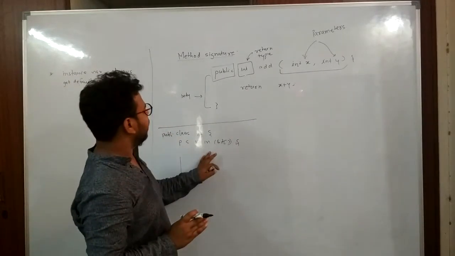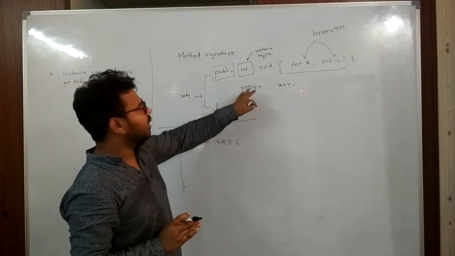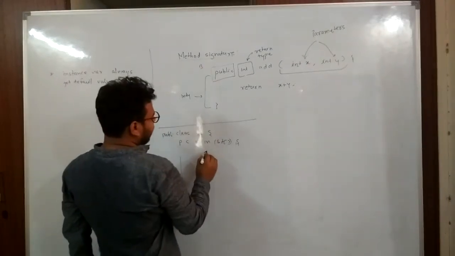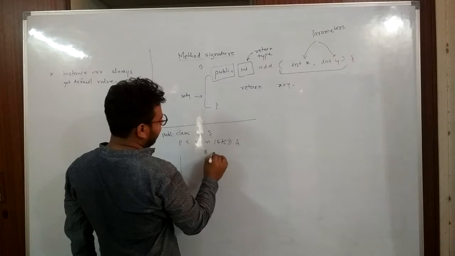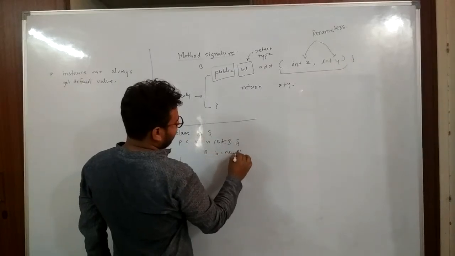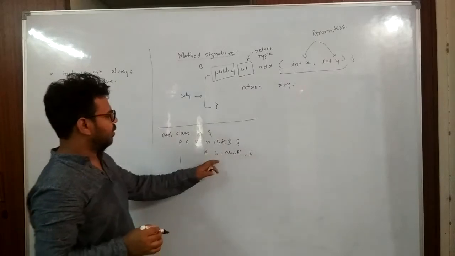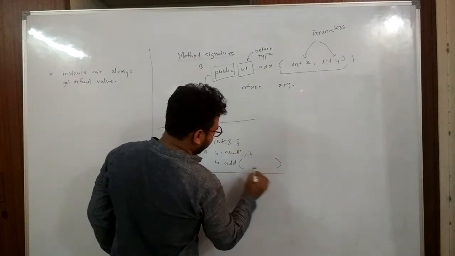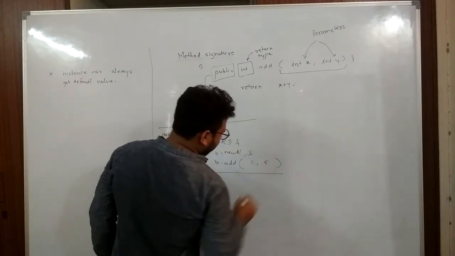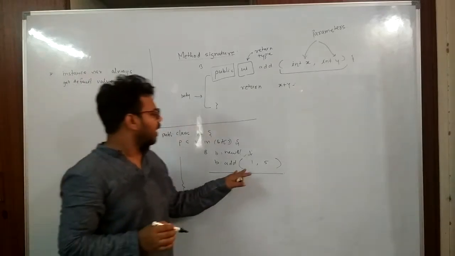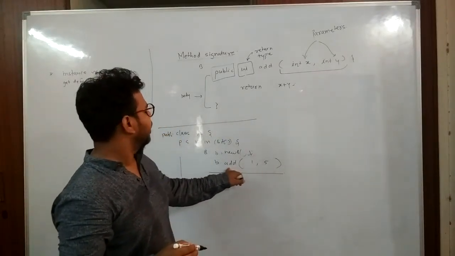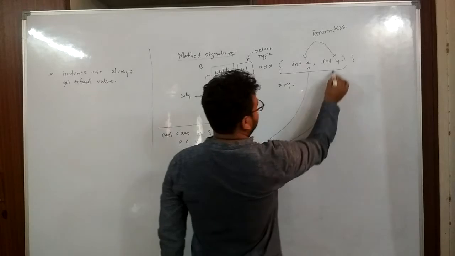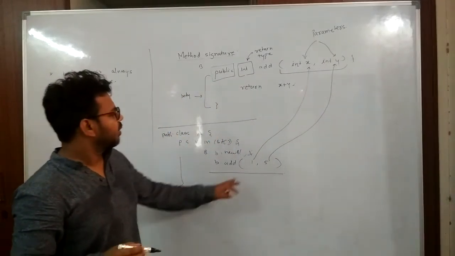Suppose I create an object and I am going to call this method in which this class is. Suppose this class is B, then I create a new object, B is equal to new B. Now I am going to call B dot add, and at this line, B dot add, I am going to pass 1 and 5. So I am passing the add method the values 1 and 5, and this one comes to x and this comes to y.